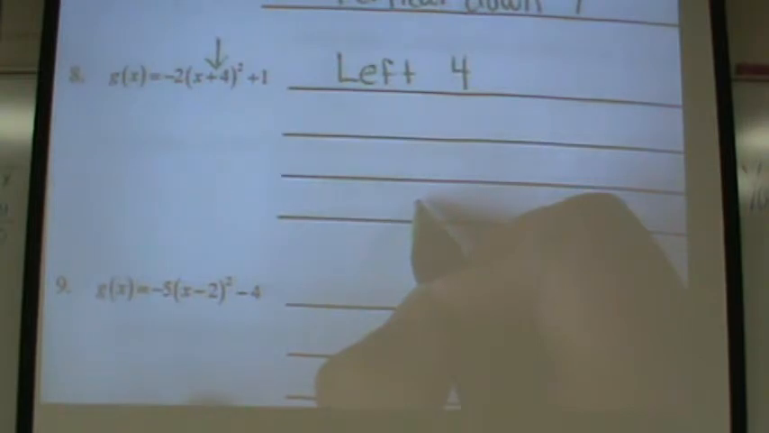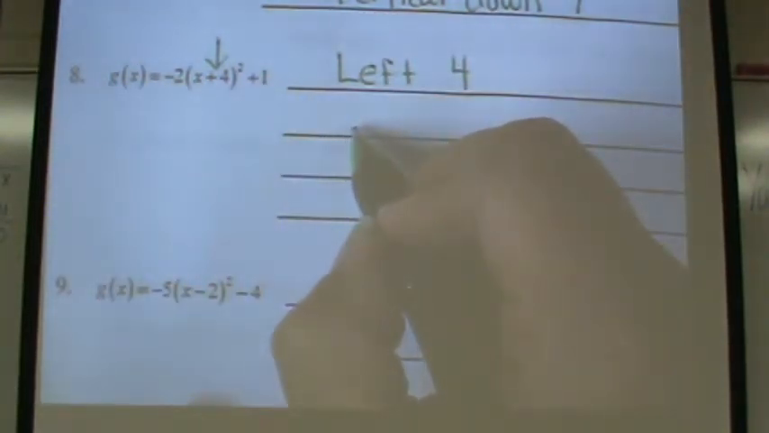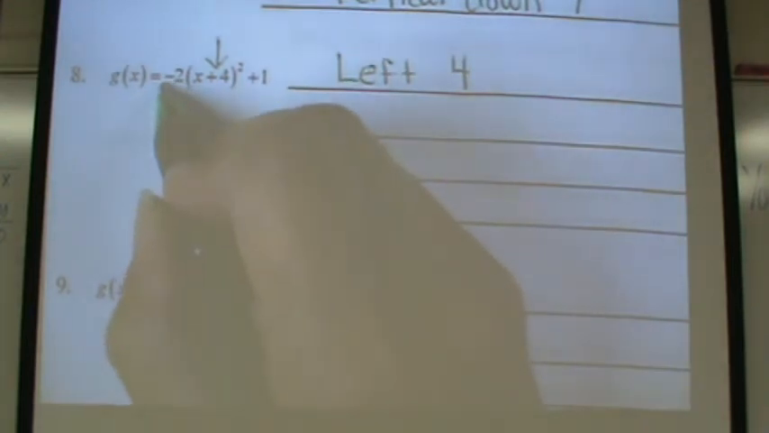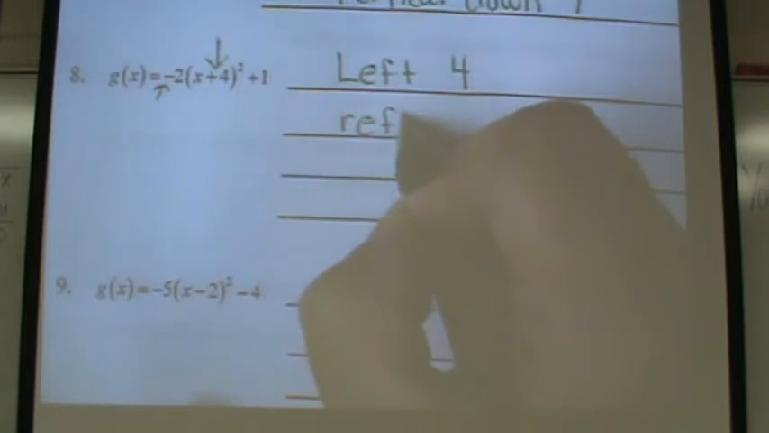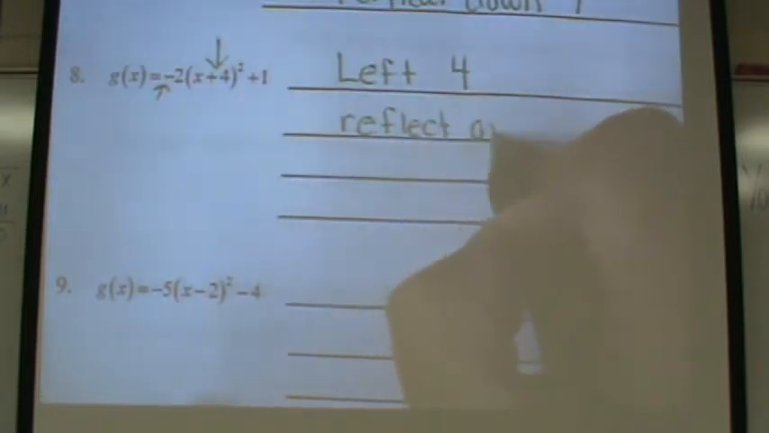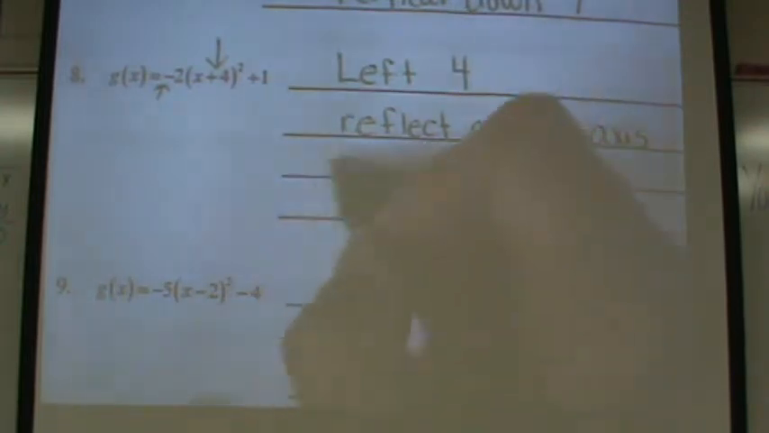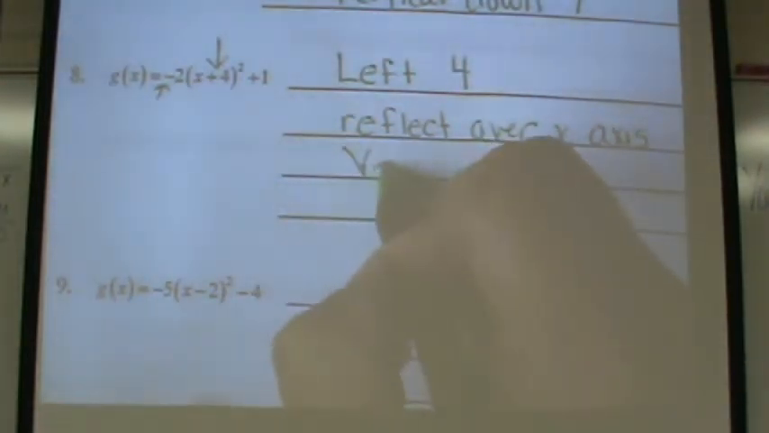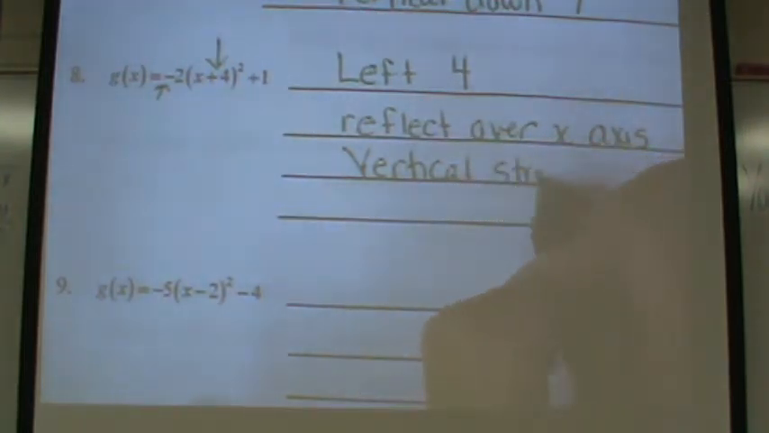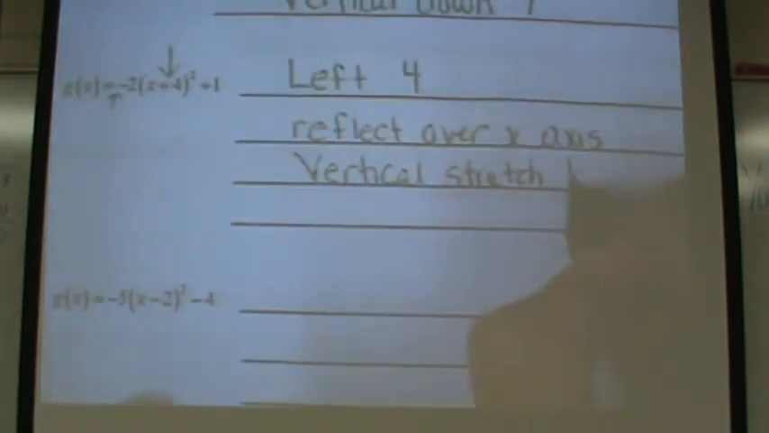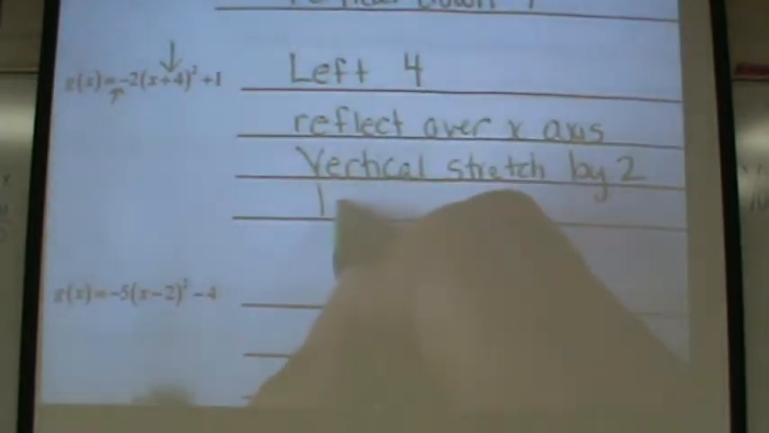Okay, and then what? Compress x. Let's do the reflection. Oh, because of the C. Reflect over the x-axis is good. Then what? Vertical stretch by a factor of 2. 2, good, and last thing, down 1.